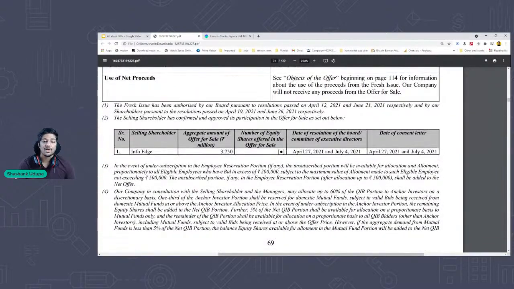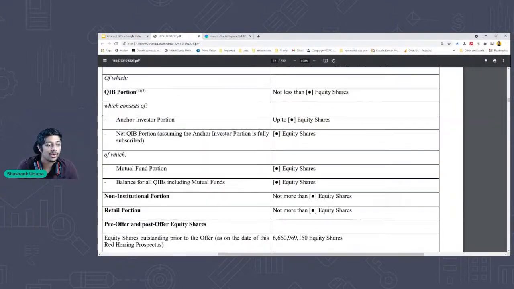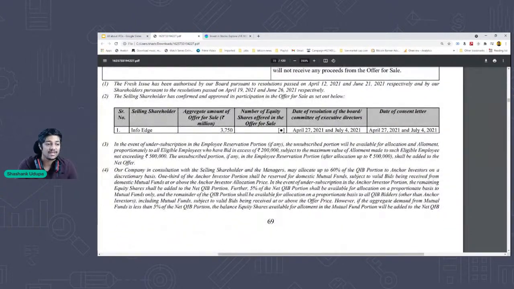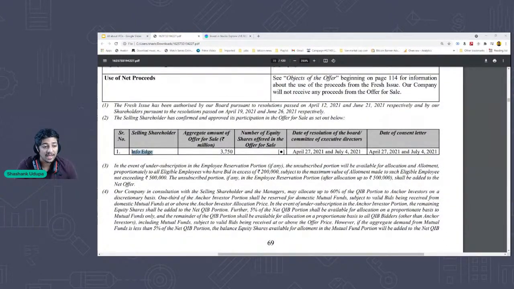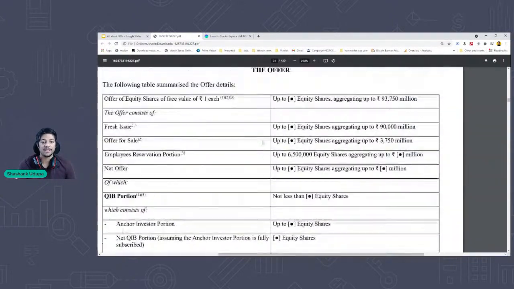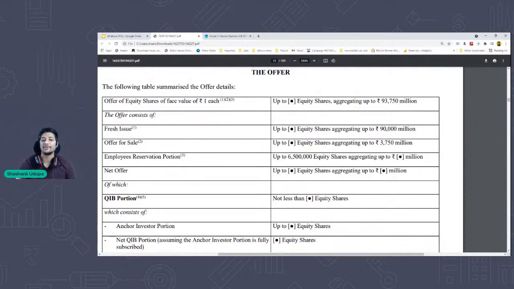And then you will also see who is the person taking 375 crores. Remember, we saw one person is doing an offer for sale, selling up to 375 crores. So that information is also given. It says Info Edge. Info Edge is the parent company of Naukri and a lot of other companies as well, and it's also a listed company. Info Edge is selling 375 crores of their shares and taking the money back into their own pocket. That is what it means. All of this information you get in the offer document. So this is, in very simple terms, the offer of the IPO. That's it.